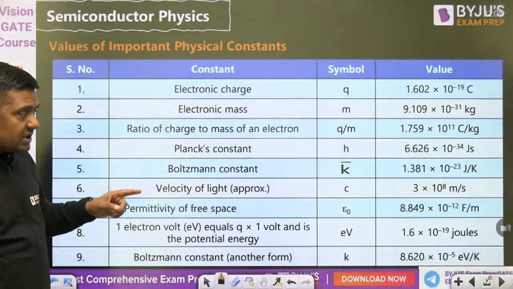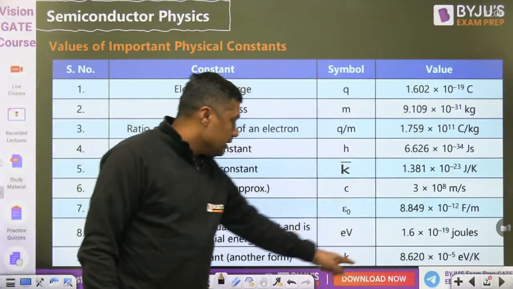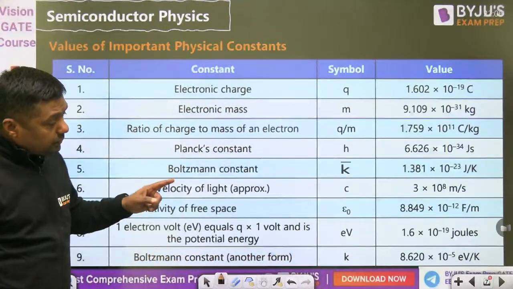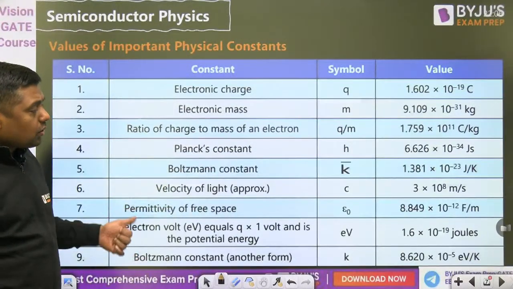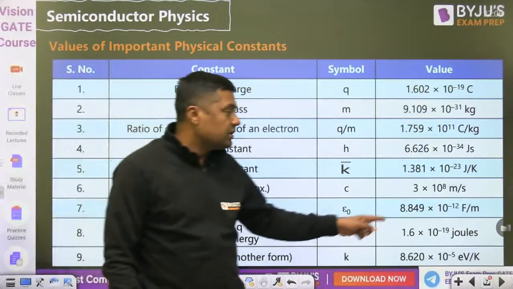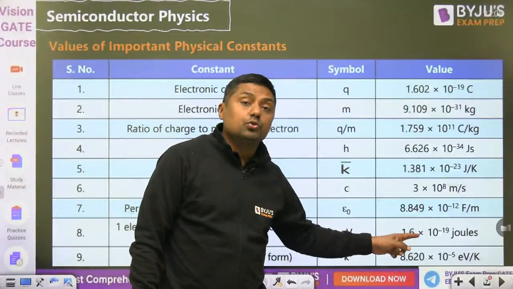Boltzmann constant, that is in joule per Kelvin. Here the Boltzmann constant is in electron volt per Kelvin. So what is 1 electron volt? 1 electron volt means 1.6 into 10 to the power minus 19 joule.